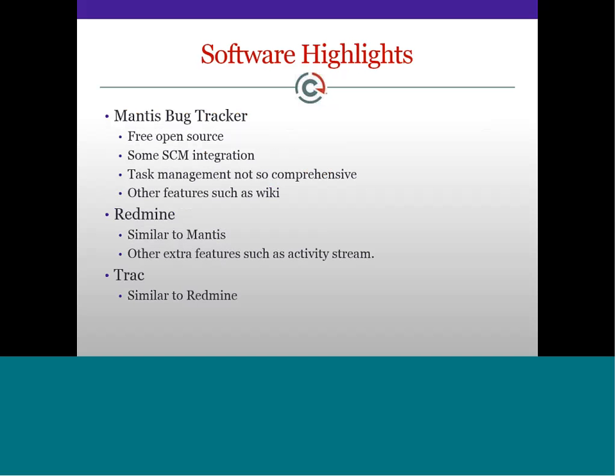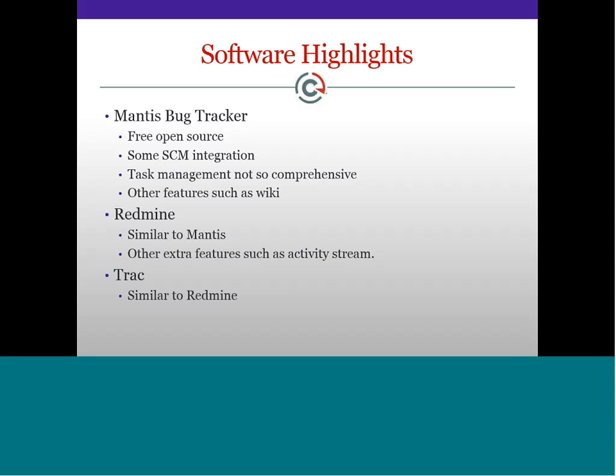So, of the systems that I mentioned here, I'll discuss a few open source systems first. Let's talk about Mantis. Mantis is mostly designed as a bug tracking or issue tracking tool. It is open source. It has some of that source code integration that we were talking about. It doesn't have that much comprehensive task management, but there are some other features like wikis and those kinds of things.